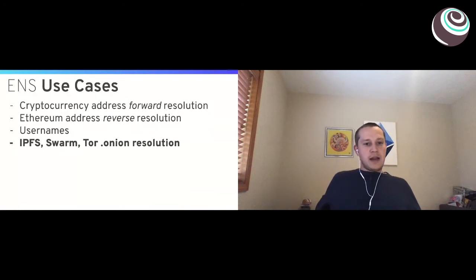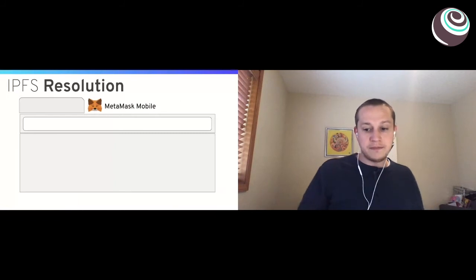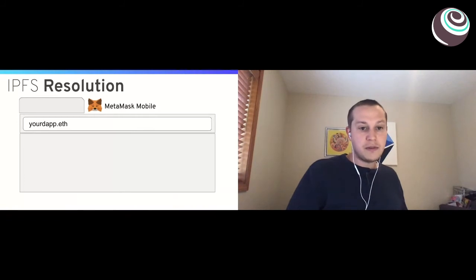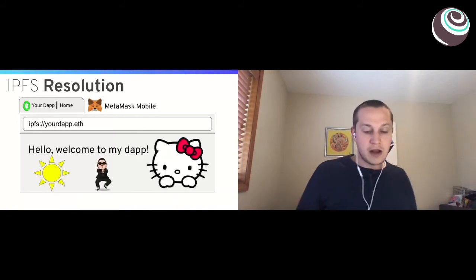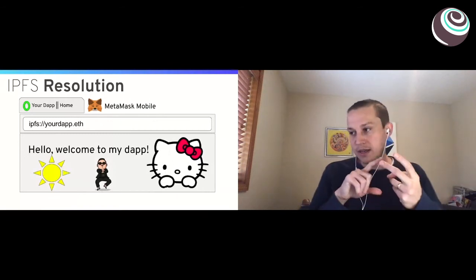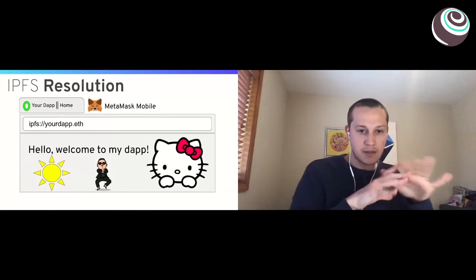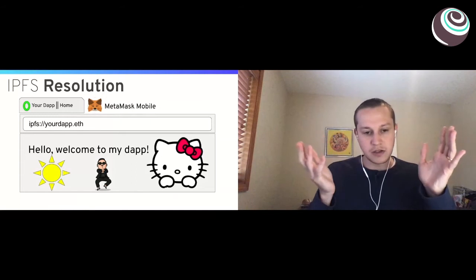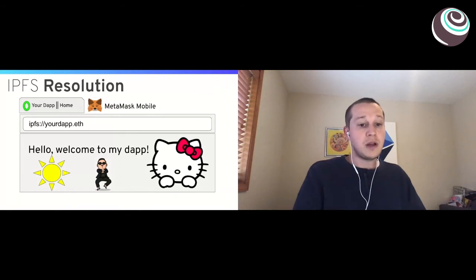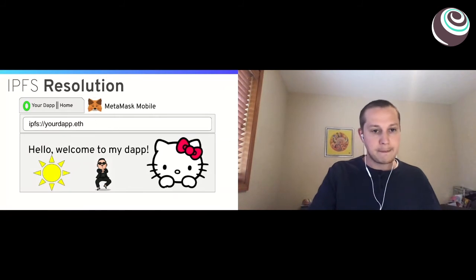Another thing we do is IPFS, Swarm, Tor .onion resolution. So let's say you're in MetaMask mobile, and you can type in a .eth name, and it resolves to an IPFS website. This works right now in a bunch of things. This works in your browser, any browser if it has MetaMask. This works in Opera, Brave, MetaMask Mobile, Status, and a couple other things. If you go to our website, ens.domains, we have an ecosystem section that lists all the ways you can access IPFS websites. We also support Swarm, although I don't think there's any browser support for Swarm at this time.